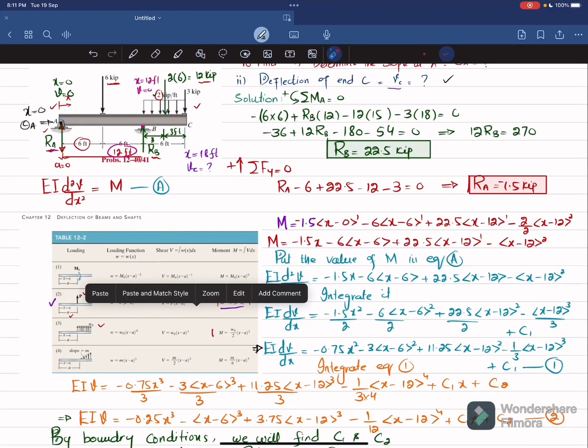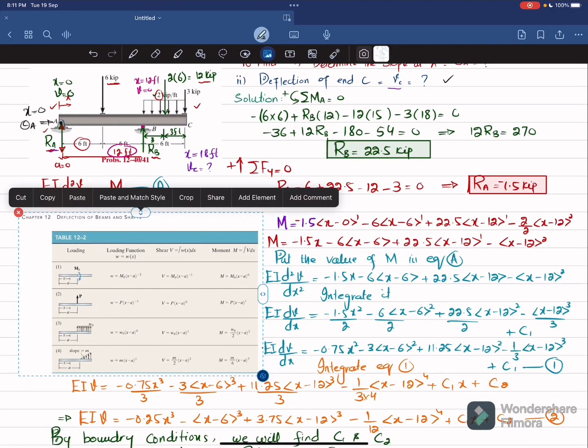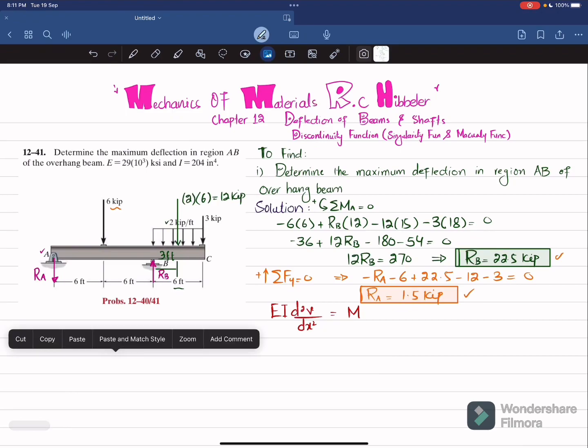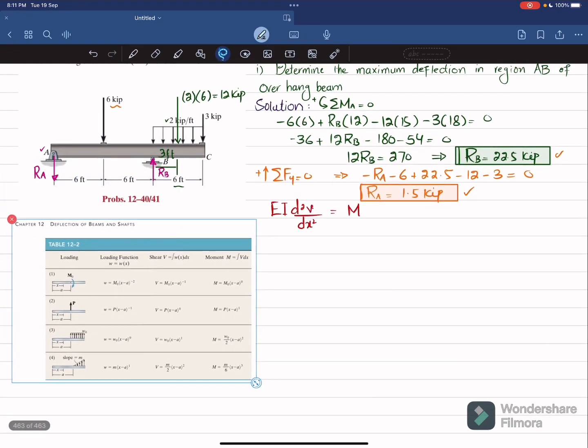So let me copy it. This is the table that is available in the book, chapter number 12. So from this table you will take the moment equation as per your required loading. So first, starting from this RA, you can see this is a point load that is acting, and X starts from here. Okay, so the first load is P.